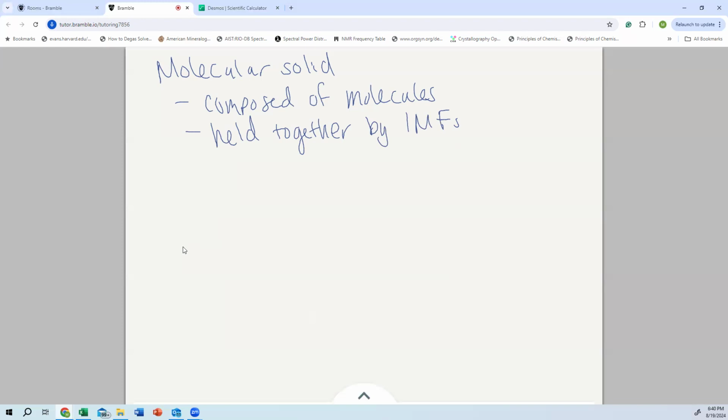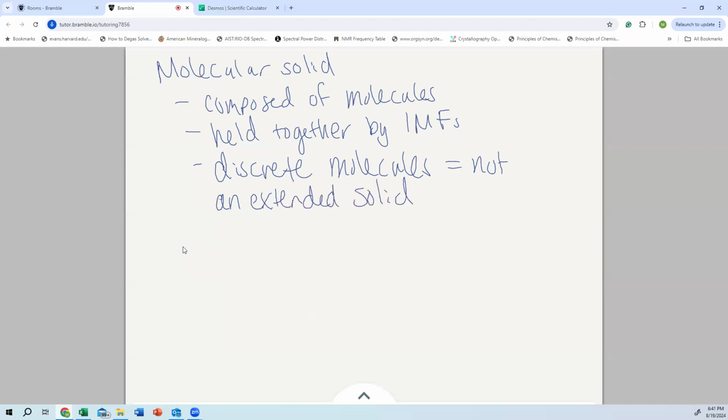So this is going to be the lowest melting of all of them, and it is not an extended solid. These are discrete molecules. This is not an extended solid. Because all that's holding it together is intermolecular forces, this can have low melting points. But there are no charges whatsoever, so this is also insulating.